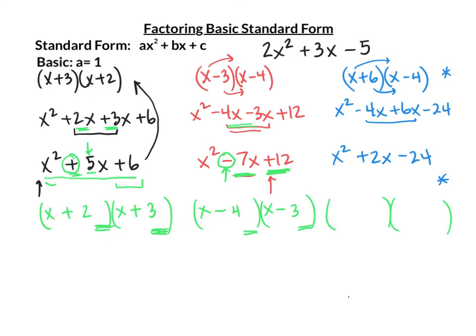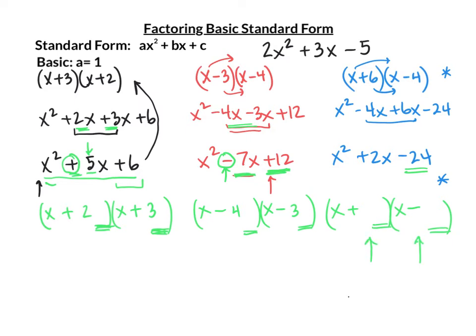Imagine we're trying to factor this. We know that x times x makes x squared. We know that this number times this number makes negative 24. If two numbers multiply to a negative, that means one's got to be positive and the other's got to be negative. Now, I need two numbers that multiply to 24, but one of them is positive and one of them is negative.